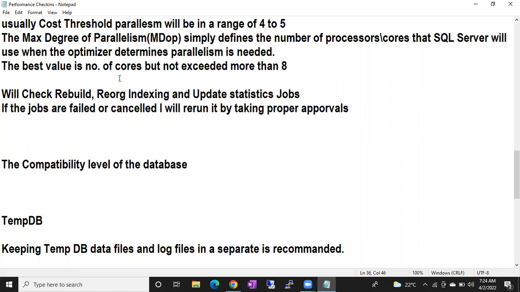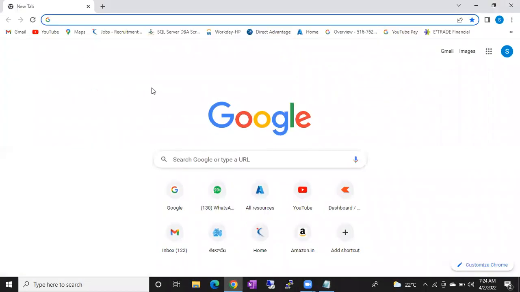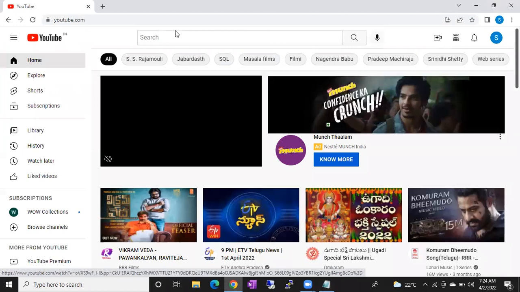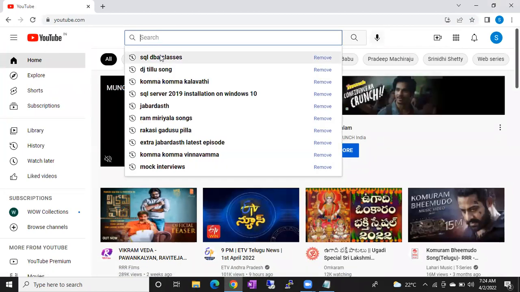Indexing related things, you will get videos. And again guys, first thing is indexing related things, you will get videos. One more suggestion: go to our YouTube channel, go to the playlists. There is a separate playlist called advanced performance tuning. There you can see 11 classes including SQL Server architecture. Just go to that playlist, guys.